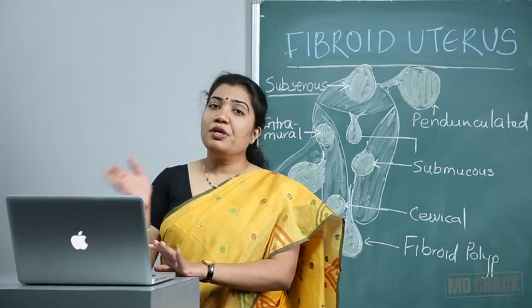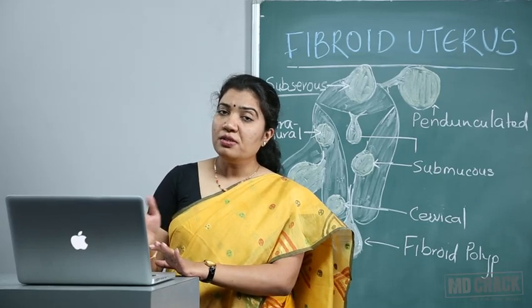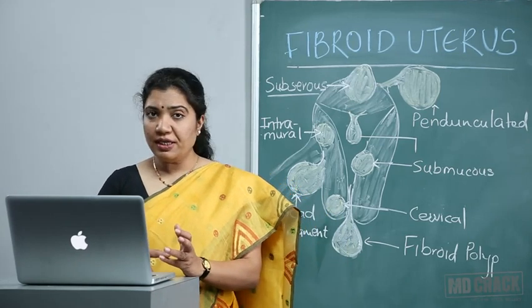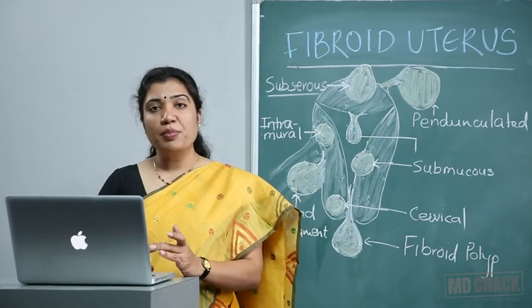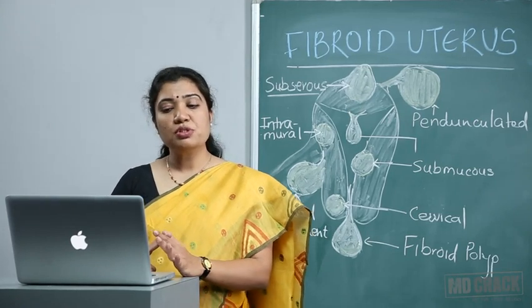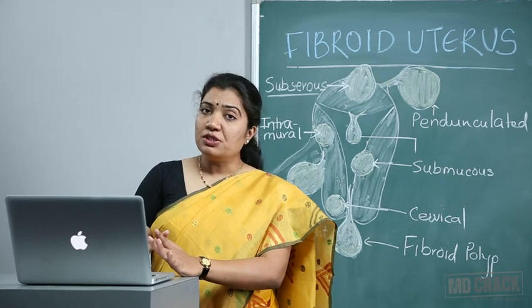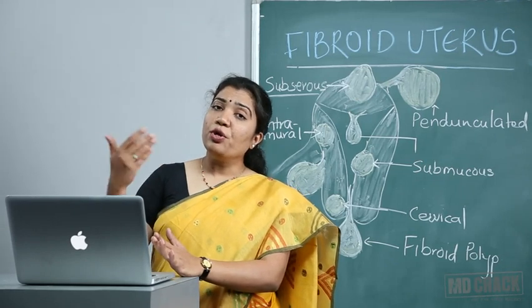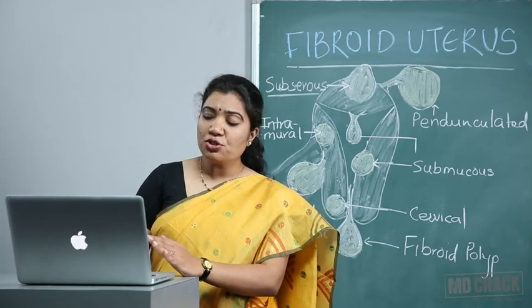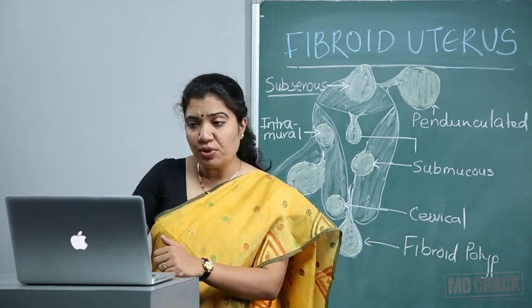Questions are asked on the effect of fibroid on pregnancy. So you have to remember these things. I'll revise again: infertility, abortions, abruption, uterine inertia, malpresentations or malpositions, obstructed labor, surgical difficulties or requirement of operative procedures more frequently, and in the third stage PPH, and in the puerperium there can be subinvolution.